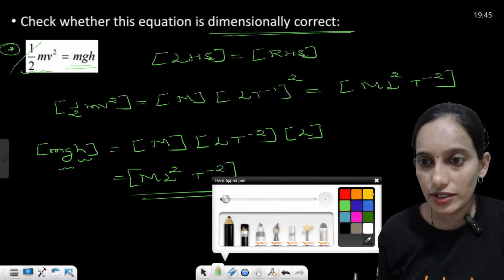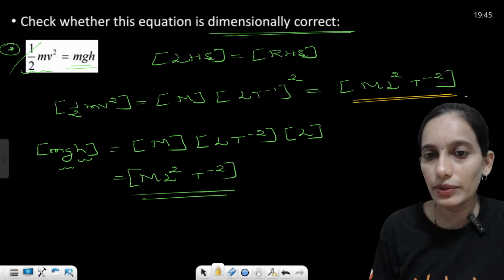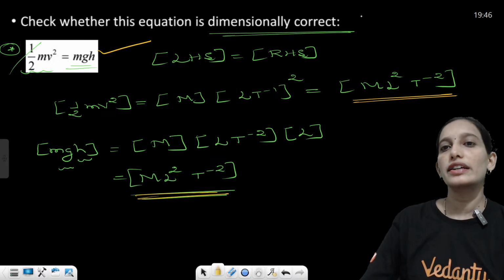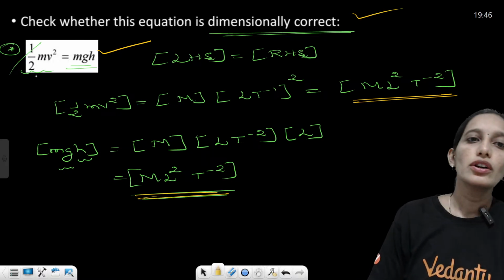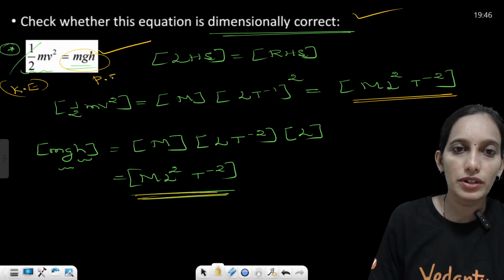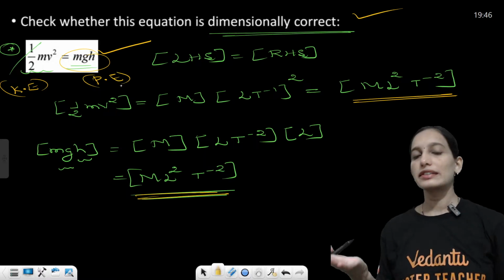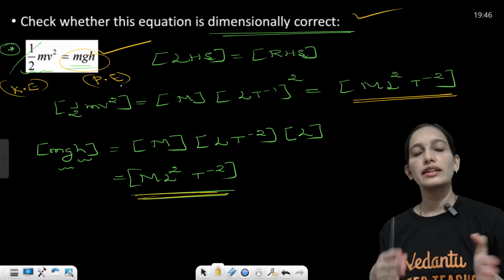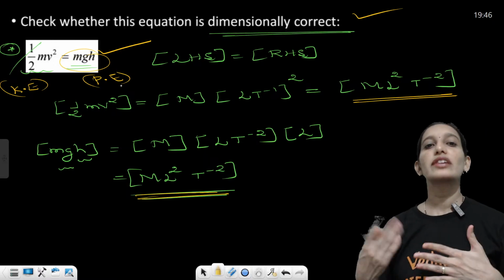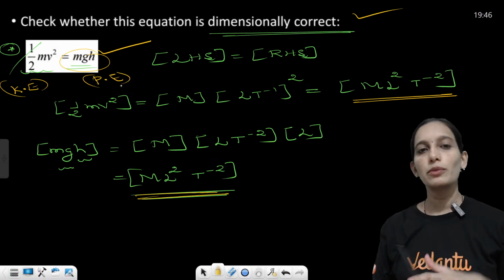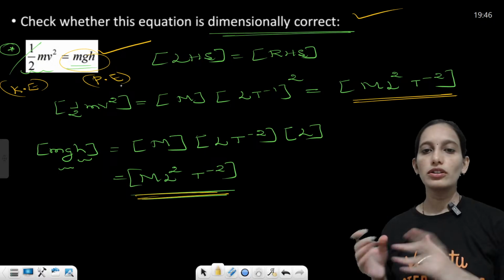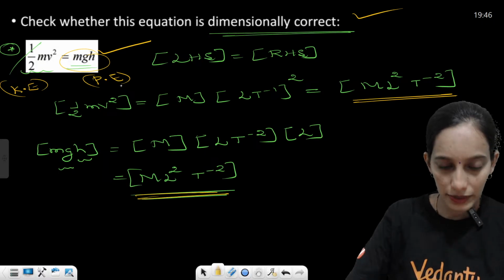So again, did we get the same dimension? So here also M L square T minus 2, here also M L square T minus 2. So this is dimensionally correct. Okay, and I can tell you this half mv square is actually nothing but kinetic energy, and this mgh is something called as potential energy. Both are energy, so obviously their dimension will be same. This is something representing kinetic energy converting into potential energy, which you will do in the later classes or later chapters. Okay, so let us not right now bother about the concept behind it. So just you take it as an equation, and whether it is dimensionally correct or not, you find it out. Okay, hope it is clear.